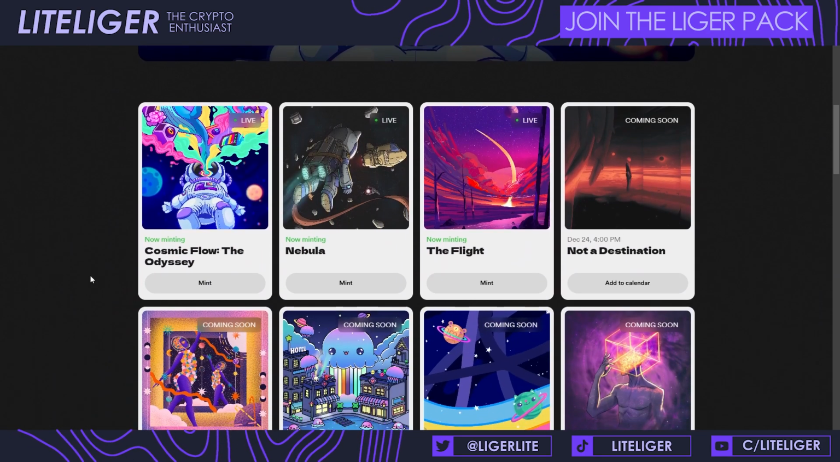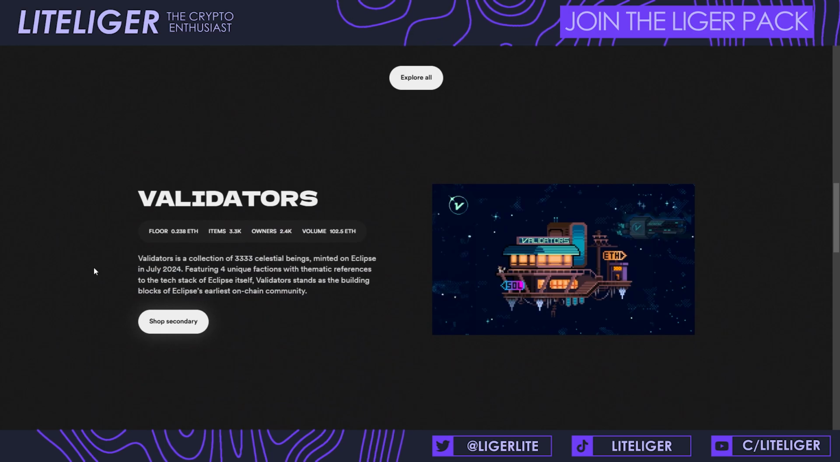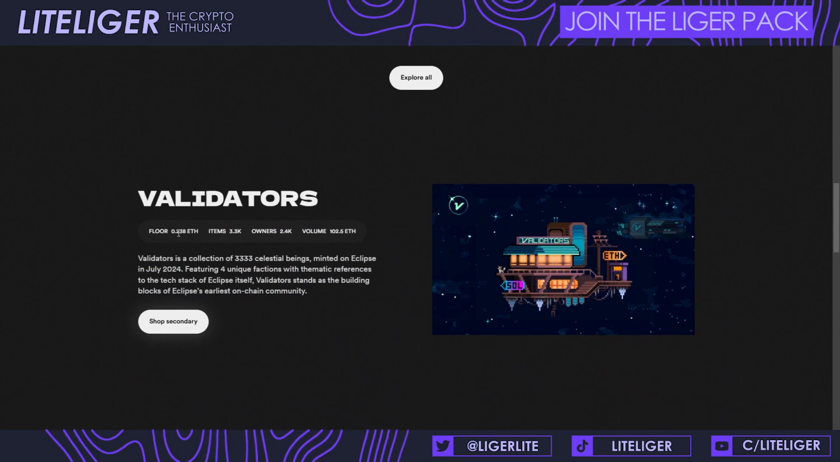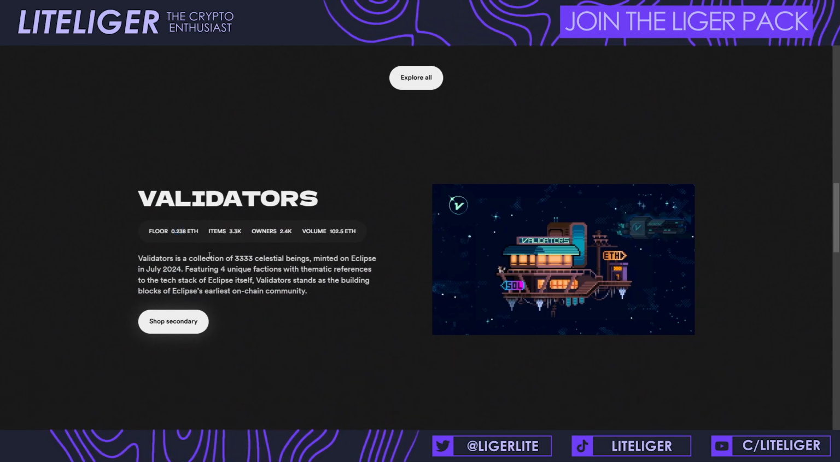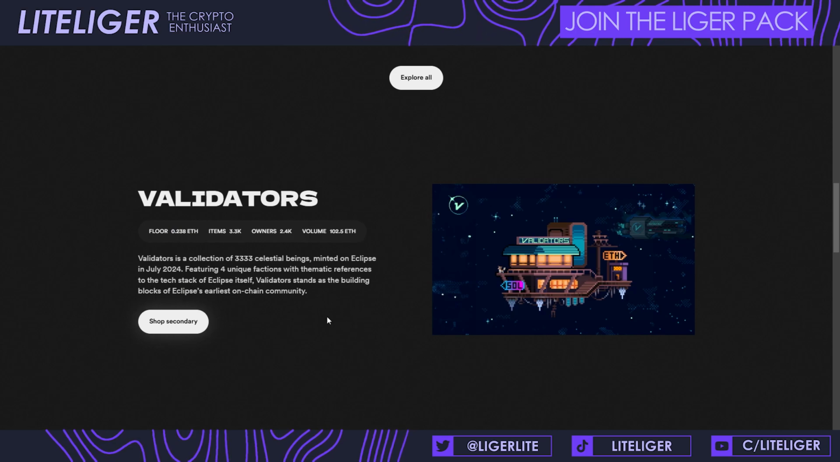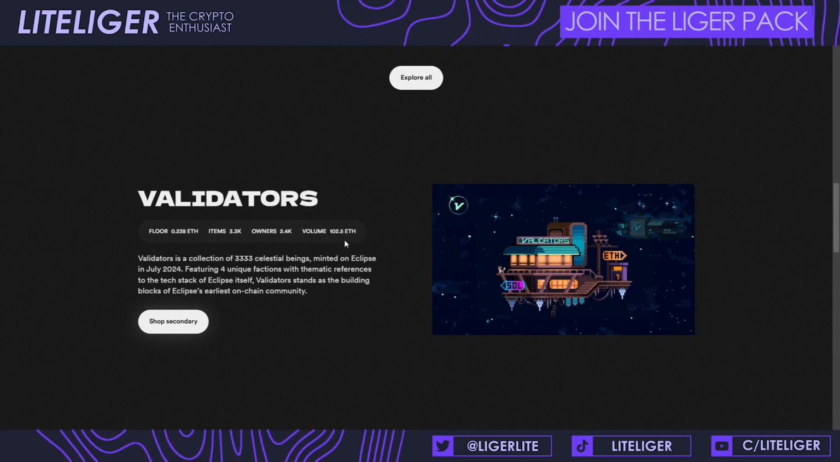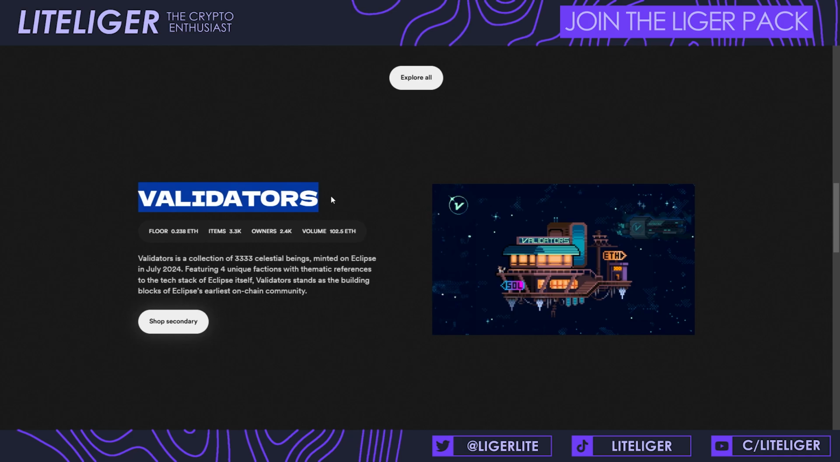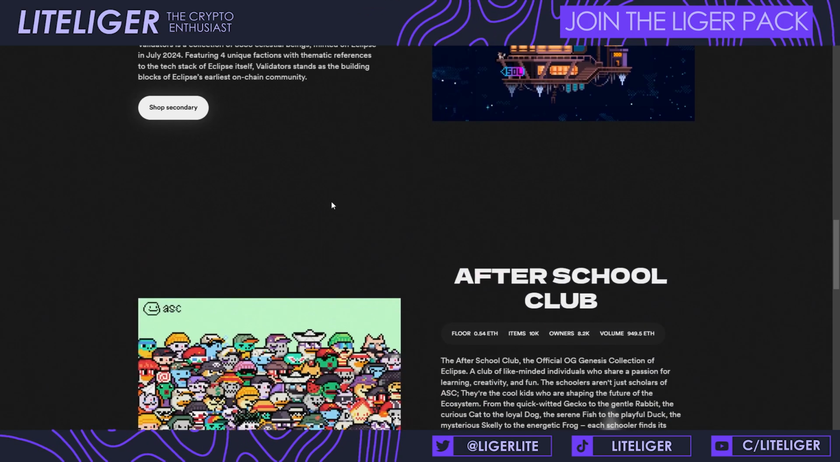There are a lot of very powerful mints in this ecosystem. One of them is validators, floor at 0.23 ETH. I am going to be buying one of these, and these are likely going to be part of the criteria. They are criteria on another drop, which we're going to be covering in a second.